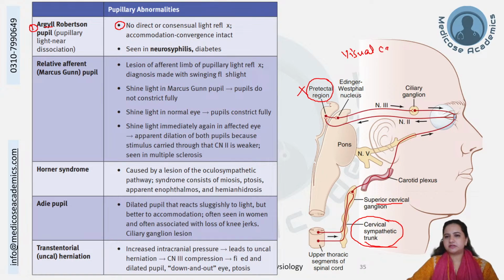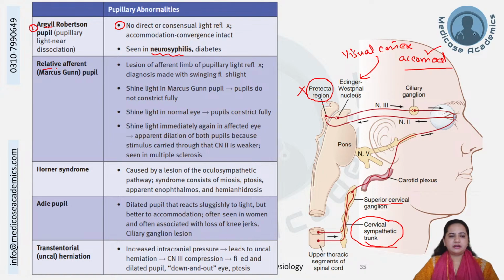Once the message reaches the visual cortex, the message will directly go to the Edinger-Westphal nucleus and the rest of the limb is fine, meaning that the accommodation reflex can still occur. If this condition occurs, that the accommodation reflex can occur and the light reflex is lost, this is known as Argyll Robertson pupil, and mostly the reason is damage to the pretectal area, specifically seen in neurosyphilis.